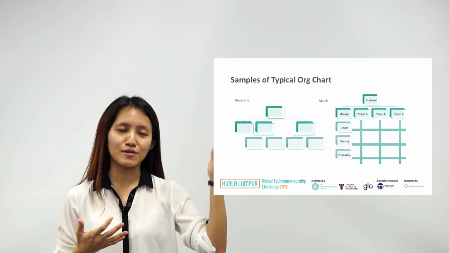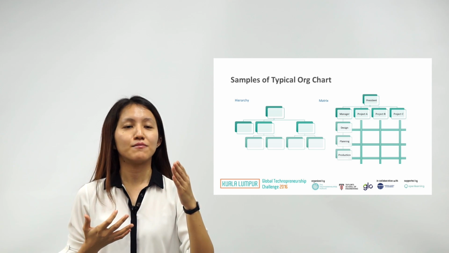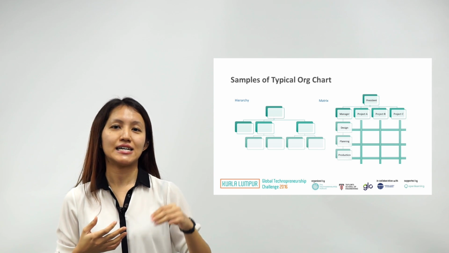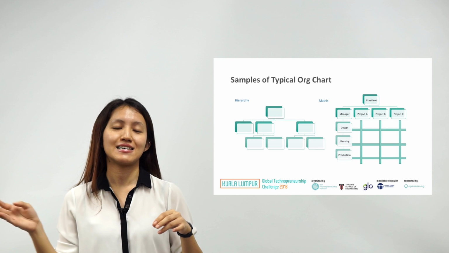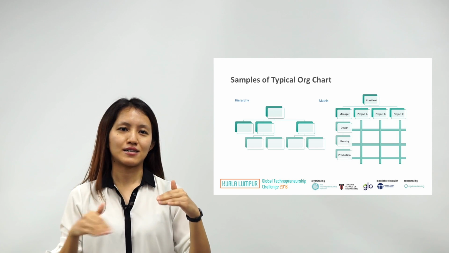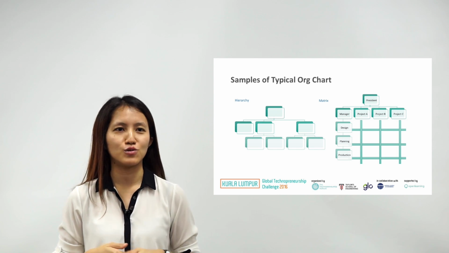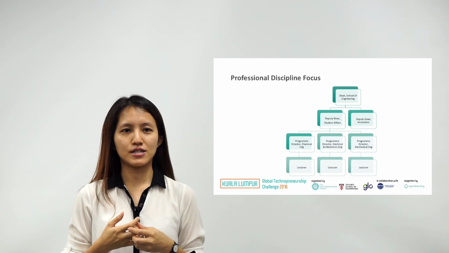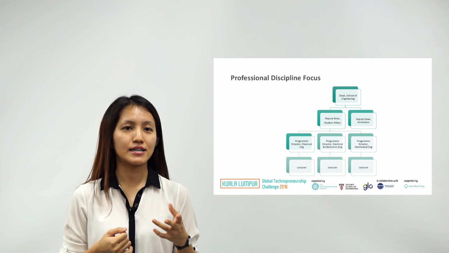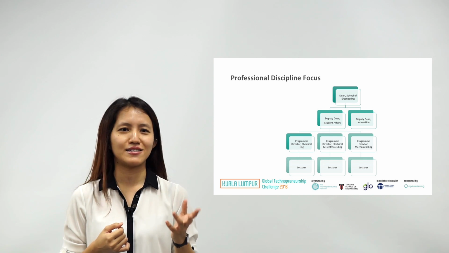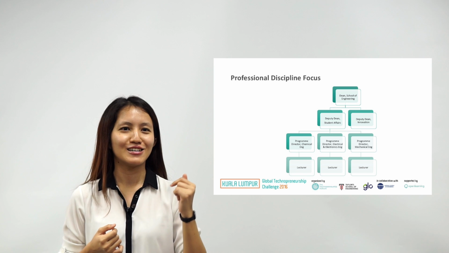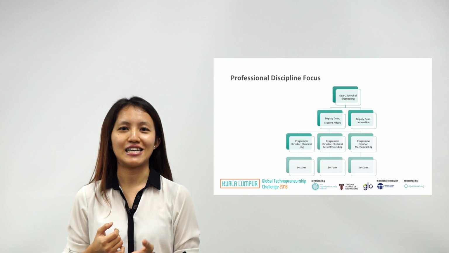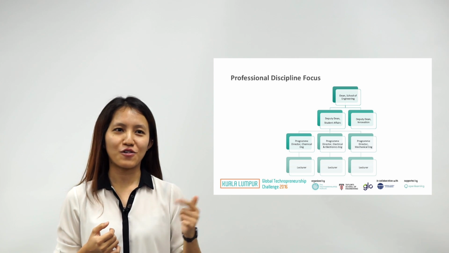The common one that you see, from top to bottom, would be the hierarchy. There's another one in matrix form, which means that a certain department could be responsible for and overseeing a few projects at one time. So it's like a cross of rows and columns of whatever you need to do. And then if you're in a professional discipline focus, in this case, we're taking a higher education institution, you have the dean on top, followed by the deputy dean, program director, and the lecturers. So this is for professional discipline.